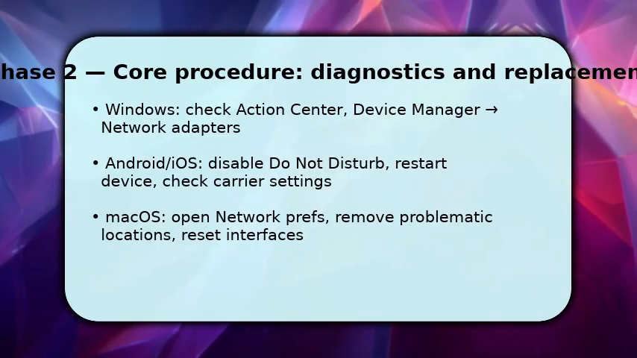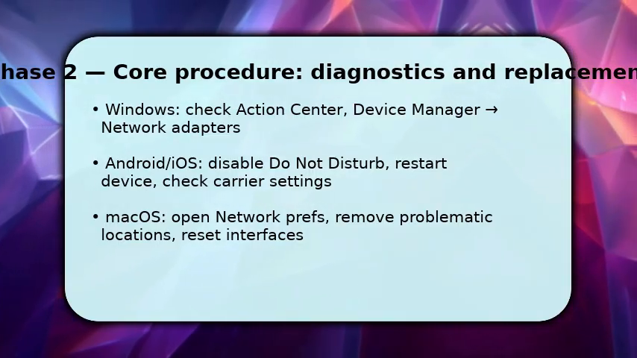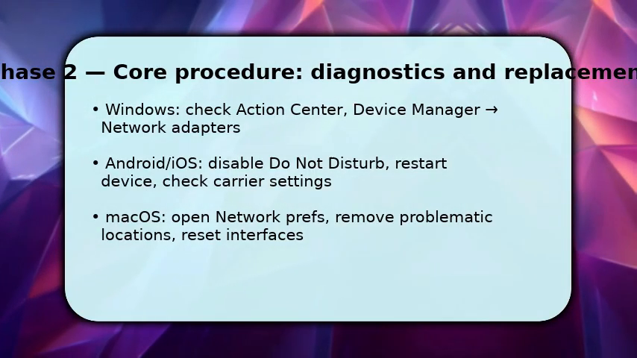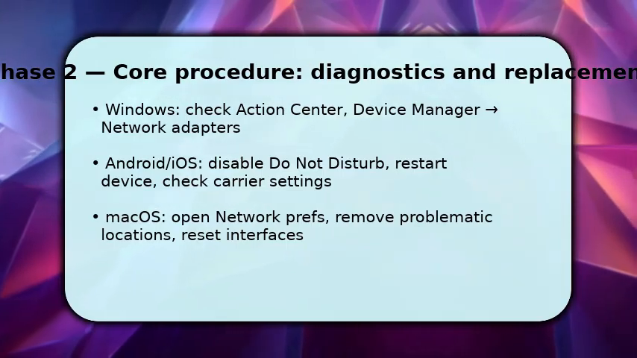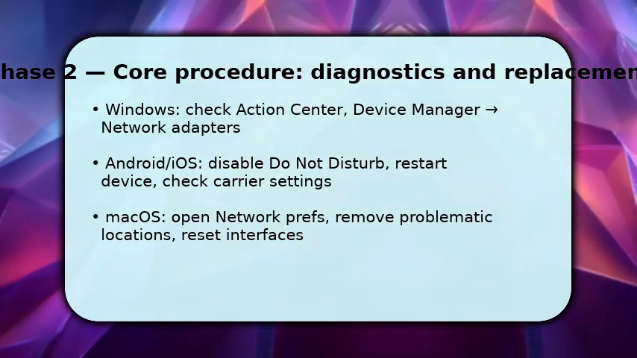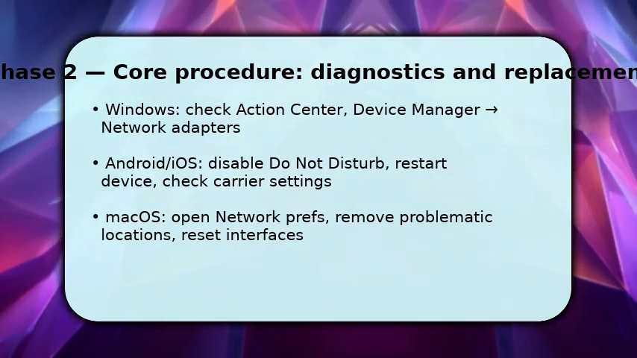check carrier settings. On macOS, open Network Preferences, remove and re-add the Wi-Fi interface, and create a new network location. These actions restore connectivity. Finish by verifying radios actually work.